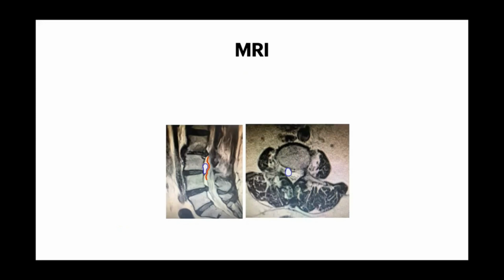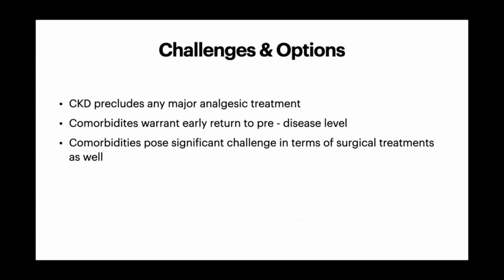So what would be the opinion of the panelists here on how to manage this case? So these are the challenges we have here. She has CKD, so we do not have much choice of giving a prolonged conservative treatment in the form of analgesics. The comorbidities also warrant that she should at least become mobile at the earliest possible. But at the same time, they pose significant challenge in terms of surgical treatments if we have to choose one. So, Pramod.